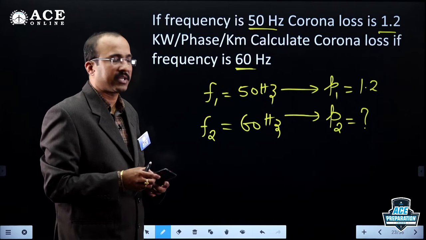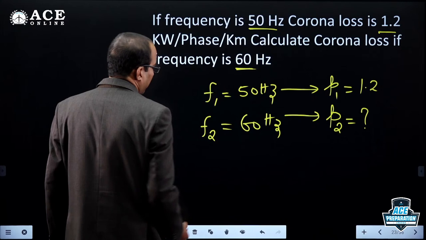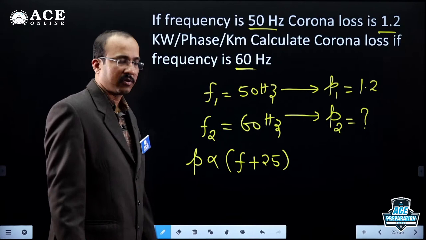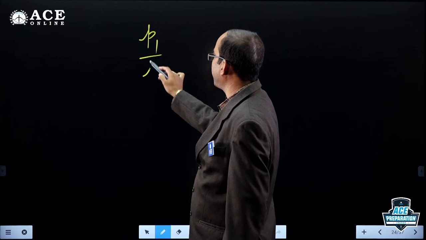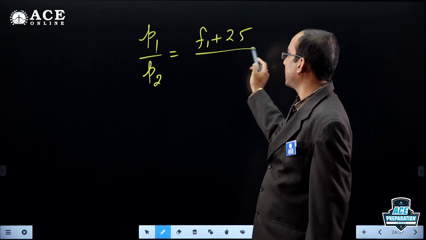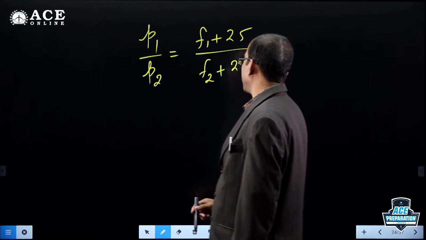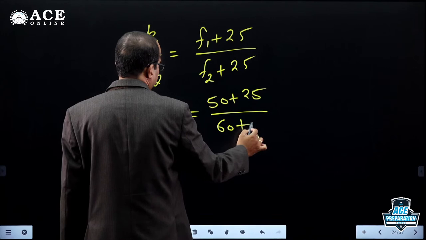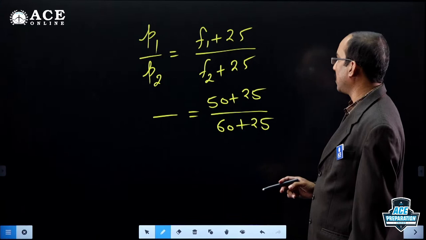So, what is your observation here? Corona loss is directly proportional to F plus 25, yes or no? So, from this, P1 by P2 is equal to (F1 plus 25) by (F2 plus 25). Can you write like this? The initial operating frequency is 50 hertz and the frequency is changed to 60 hertz. So, (50 plus 25) by (60 plus 25). And when it is operating at 50 hertz, what is the corona loss given?